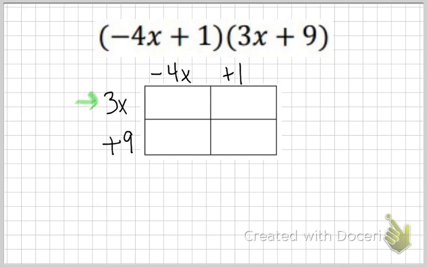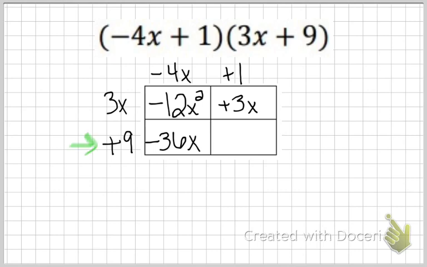So I'm going to multiply 3 times negative 4, which gives us negative 12. X times x, x squared. Next, I'm going to multiply 3x times 1. Well, 3x times 1 is just a positive 3x. We move on to the next. 9 times negative 4. That gives us a negative 36 with an x. And lastly, we have 9 times 1 gives us a positive 9.